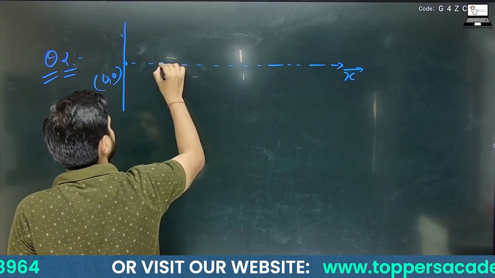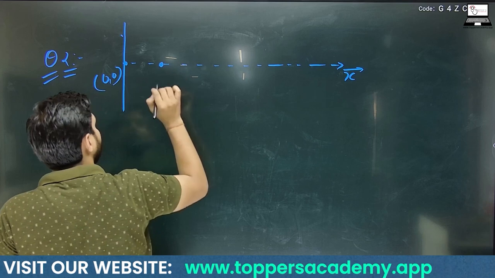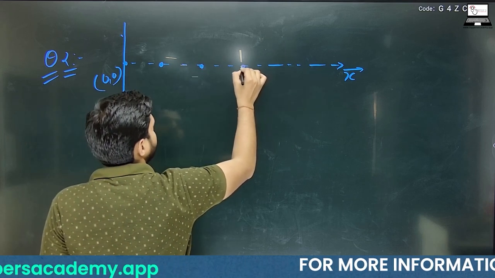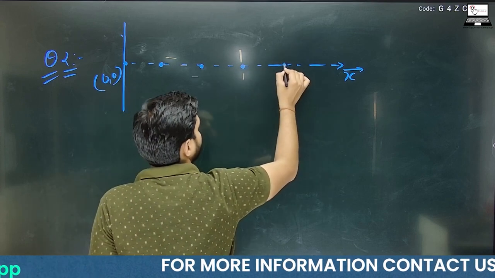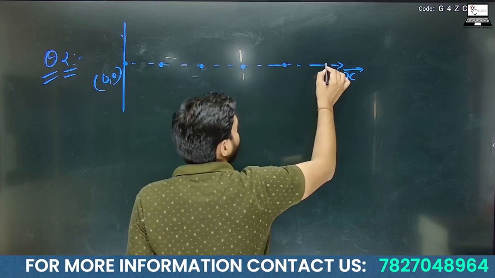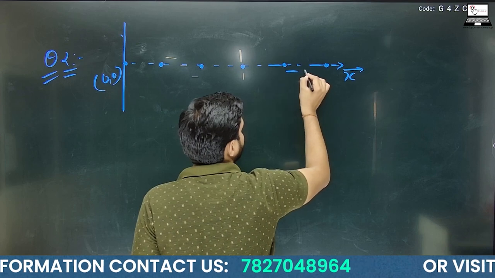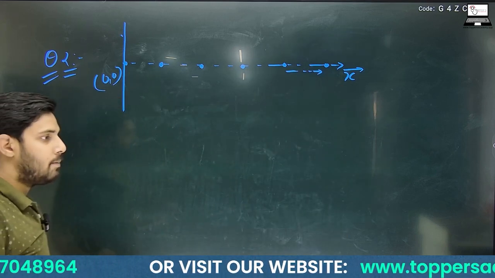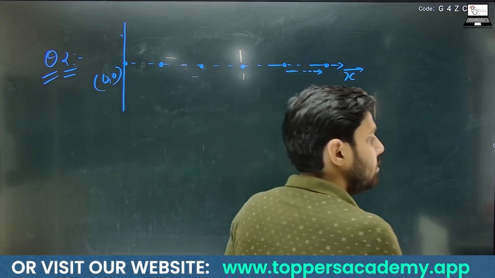Now let us suppose we have the charges in order like this. We have this Q1 charge, we have this Q2 charge, we have this Q3 charge, we have this Q4 charge, and till we have this Q10 charge. Okay, clear.